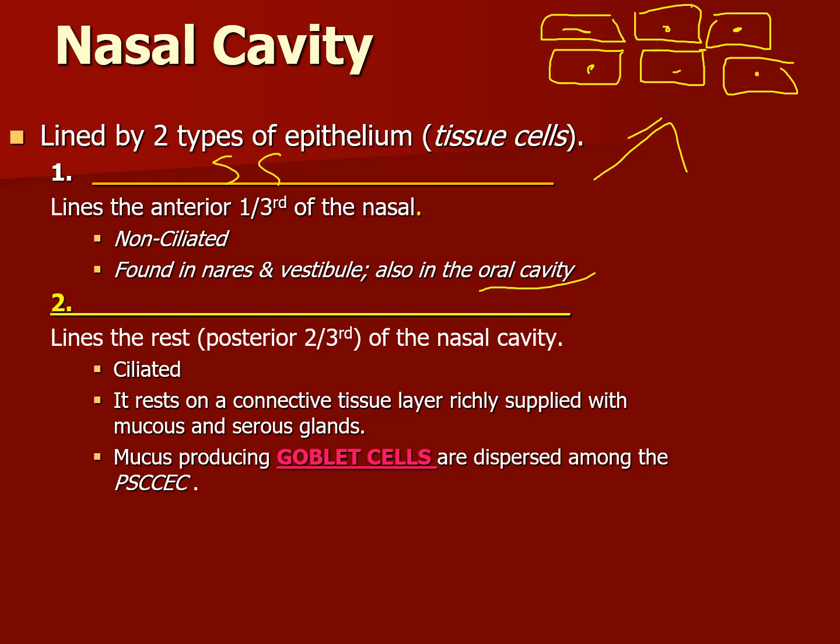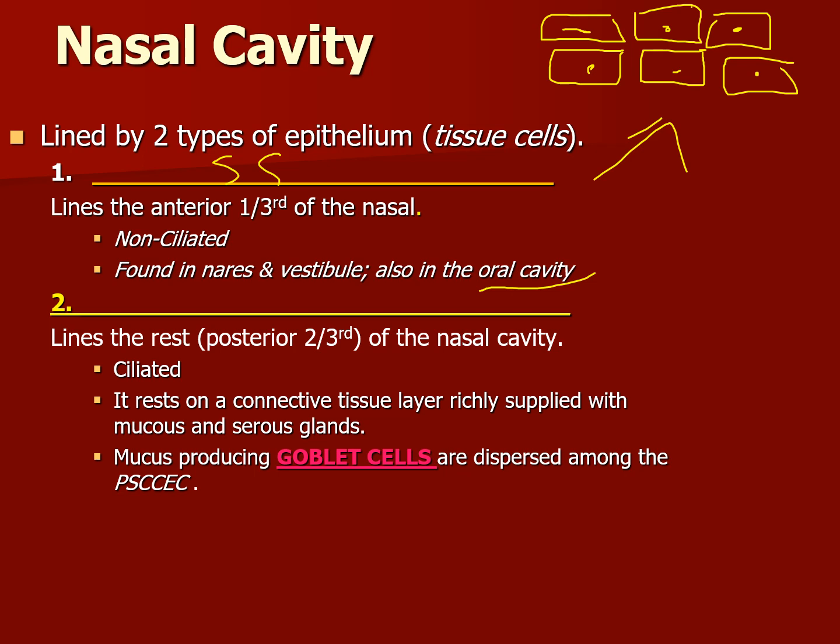So the idea here is, if I ask you what type of cells are in the first third of the airway, you'd say stratified squamous. The posterior two-thirds of the nasal cavity, you say pseudostratified ciliated columnar. What if I say what type of cells line the oral cavity? You would say stratified squamous epithelium. What if I said what type of cells line your trachea and your bronchi? You'd say pseudostratified ciliated columnar. So you need to make a list of what cell types are where.